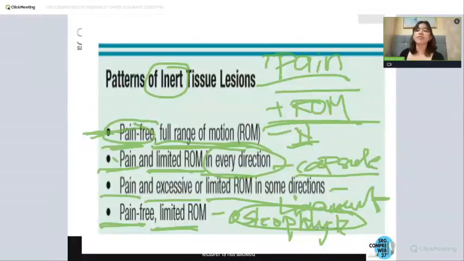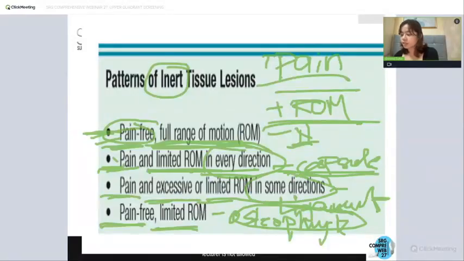Pain and limited ROM in every direction, that is for your capsule. Pain and excessive or limited ROM in some direction, that is for your ligament. And pain-free, limited ROM, that is classic for your osteophyte formation. Okay? Are we clear with this one po? Questions, clarifications? This is a very, very common question when it comes to orthopedic examination.